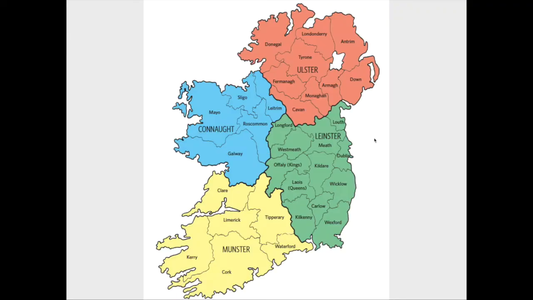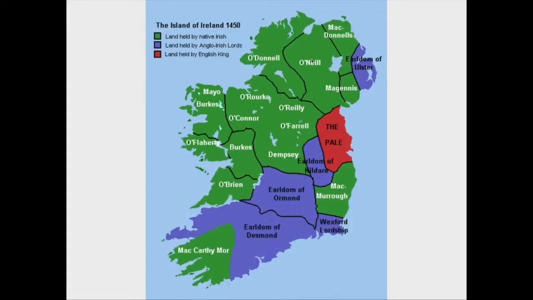This is the overall map of Ireland, and there are four main regions: Leinster, Munster, Connaught and Ulster. In 1450, this is the time of Queen Elizabeth and the Tudor times. The land was owned by the Irish and the English. So the green area is all owned by the native Irish landlords, the purple area was owned by Anglo-Irish lords, and the red area is owned by the English king.